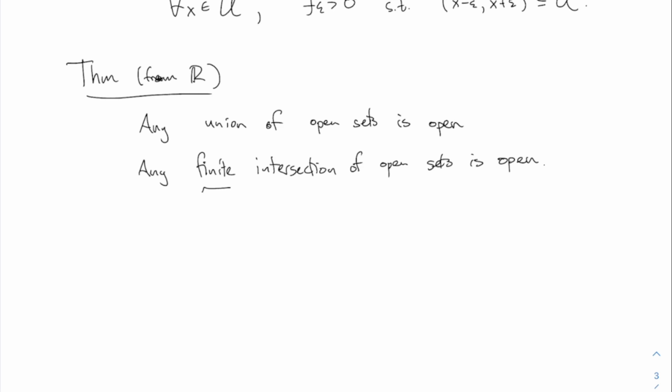By finite intersection, what I mean is intersection of finitely many sets. Like if I just take three open sets and take their intersection, the result is open. If you take infinitely many open sets, their intersection might not be open. But finitely many, intersection of finitely many sets. I'm not saying that the sets themselves are finite sets, just that there's finitely many sets, all right?